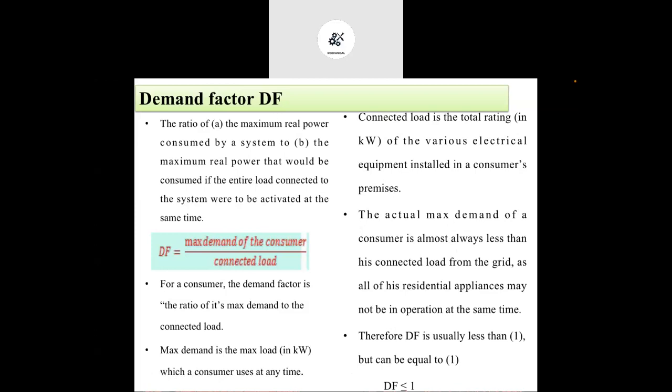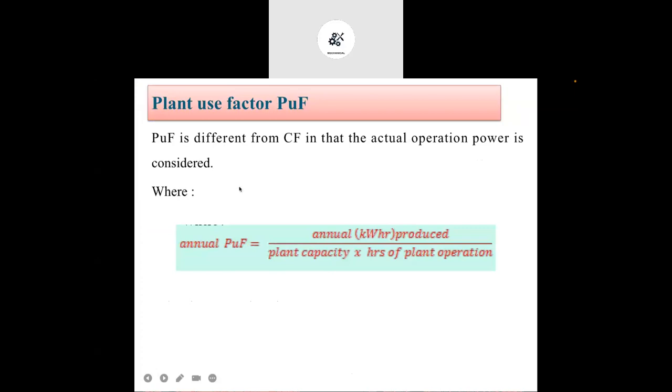The actual maximum demand of the consumer is almost always less than the connected load, because all the appliances are not going to work at the same time. So the actual maximum demand is always less than the total connected load. That's why the demand factor always has a value less than 1, between 0 and 1. So that is the demand factor. Then the plant use factor, as we know, is similar to the capacity factor, but it is different.